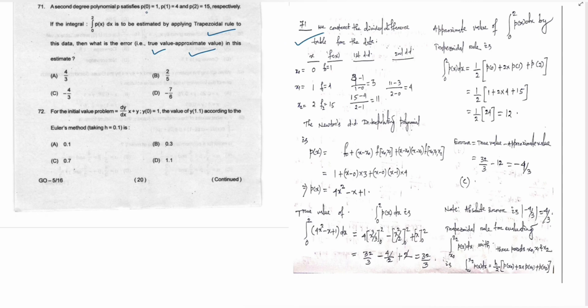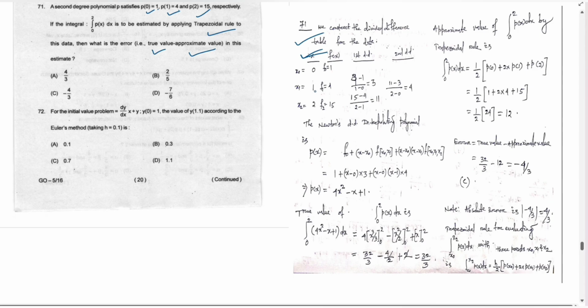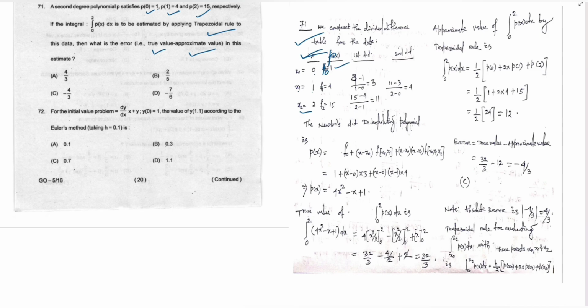So you know the x values are 0, 1, 2, the function values are 1, 4 and 15. As usual, let us write x values vertically, x0 equal to 0, x1 equal to 1 and x2 equal to 2. And then we write the function values p of x. So p0 or f0, here you write p0. So p0 is 1, p1 is 4 and p2 is 15.